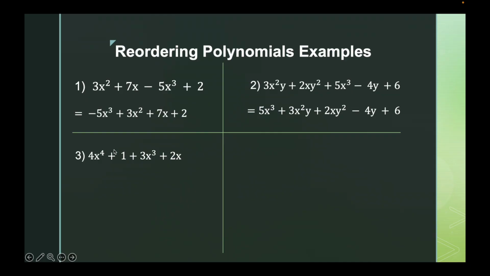In my next example here, we're sticking with one variable, which is the letter x, and I have here a degree 4 term, a degree 3 term, a degree 1 term, and a constant. So to reorder this properly, you would just have 4x to the 4, 3x to the 3, our 2x comes after that, and then our constant comes at the end.